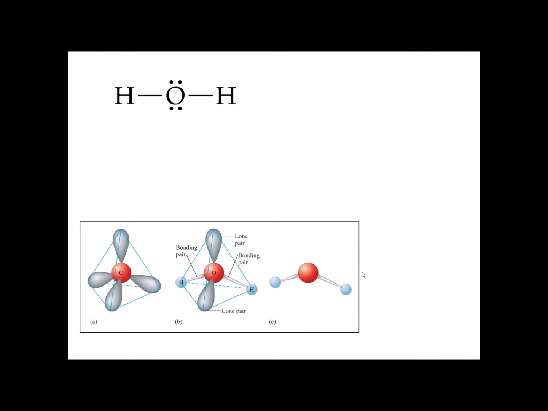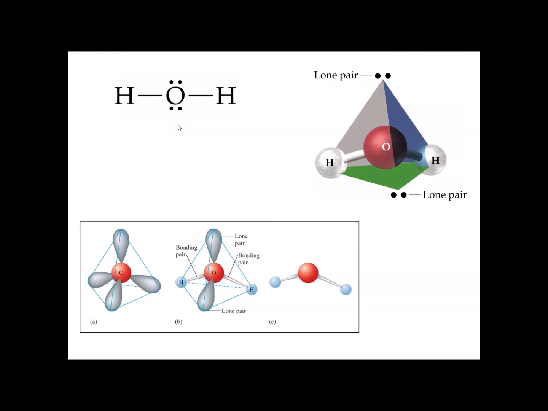Here's water. Water, if you look at the central oxygen atom, has, if we count up electron groups, a single bond, another single bond, and then 2 lone pairs. That's a total of 4 electron groups around the central oxygen. Tetrahedral electron geometry. Of the 4 electron groups around the central oxygen, 2 of them participate in bonding.